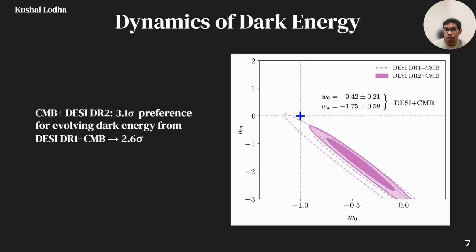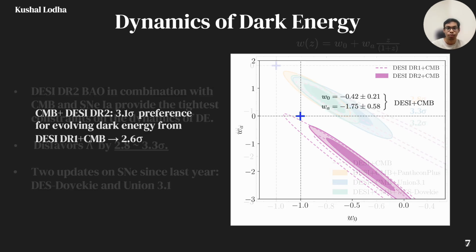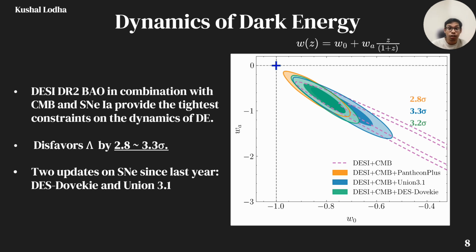The picture becomes much more interesting once we combine DESI with the CMB. What we see is that the preference for this evolving dark energy now rises to 3.1 sigma. In DR1, this used to be 2.6, but now it has crossed the threshold of 3 sigma. Finally, when we bring in the type Ia supernovae, we obtain the strongest constraint on the dark energy dynamics. Depending upon which supernovae compilation we use, the deviation from Lambda ranges roughly between 2.8 and 3.3 sigma.